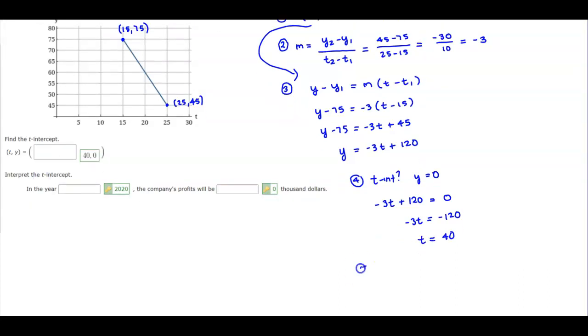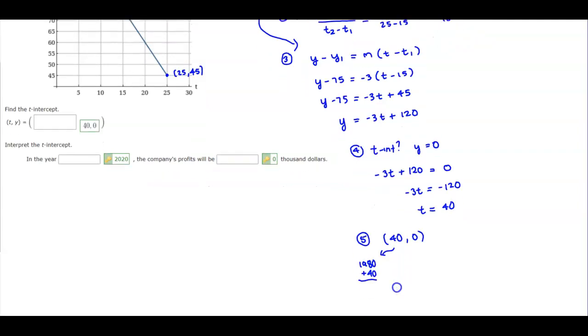So if we write this as a t-intercept, that means the t value is 40 and the y value is 0. That means 40 years have passed since 1980. If we take 1980 and add 40, it gives us 2020. So in the year 2020, we can say that the company's profit is going to be 0. So when we interpret the t-intercept, in the year 2020, the company's profits will be $0.